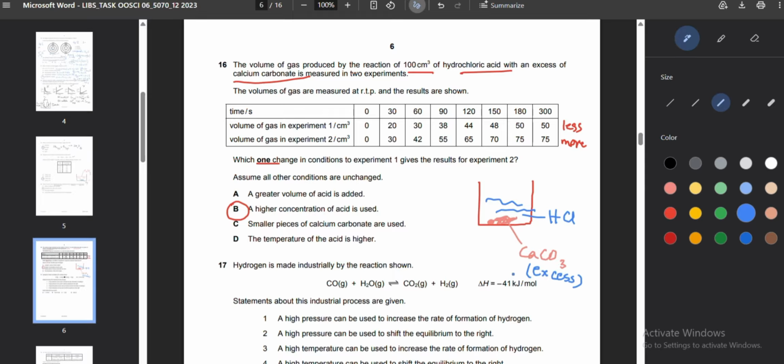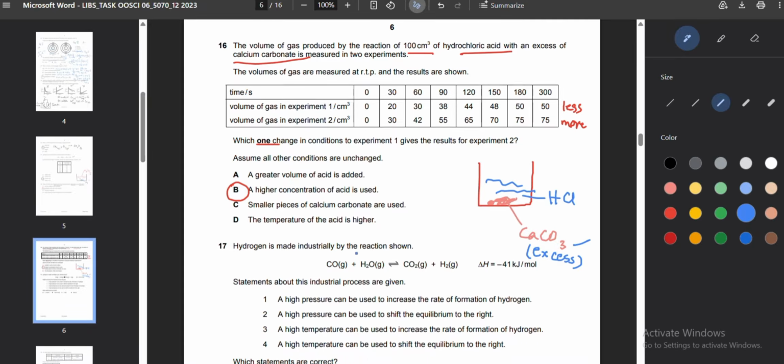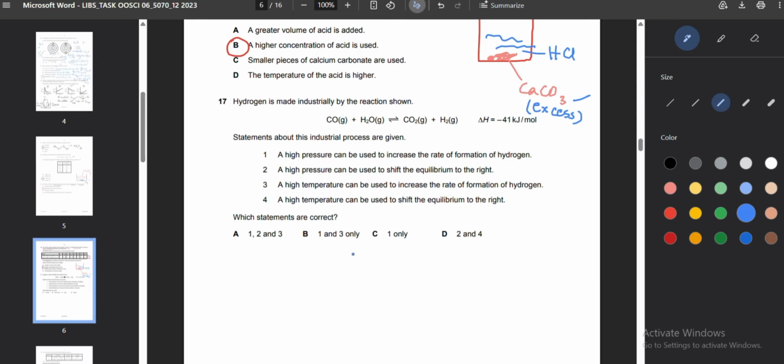Why is it taken in excess? Because we want to use all of the acid in the reaction. So if we take concentrated acid, then the reaction will take place at a faster rate and more carbon dioxide gas will be produced. And at the end of the reaction, all the unreacted calcium carbonate can be easily removed. So option B is the correct option.